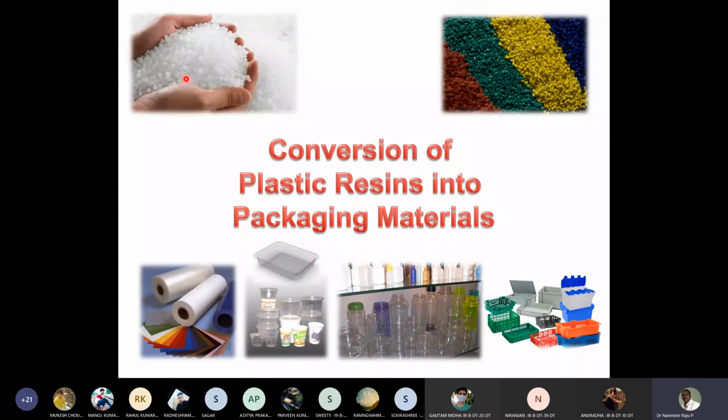Now, a resinous material or a pelleted material, many times in its pure form, is not used for converting into a packaging material or packaging form. It needs to be added with one or the other additives. For example, the common additives you use are the pigments. Once you add pigments in an extruder and again repelletize them, they get converted into this kind of colored pellets.